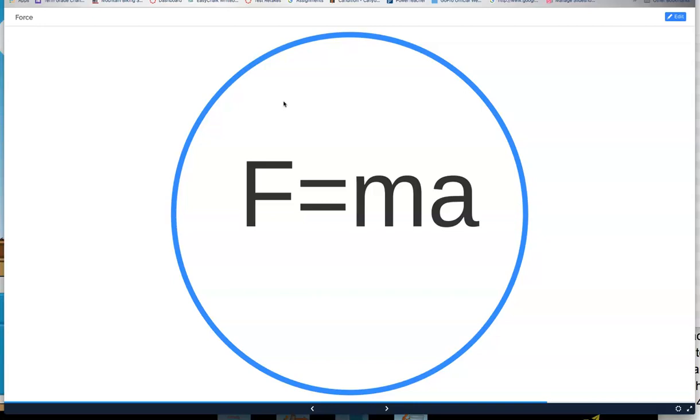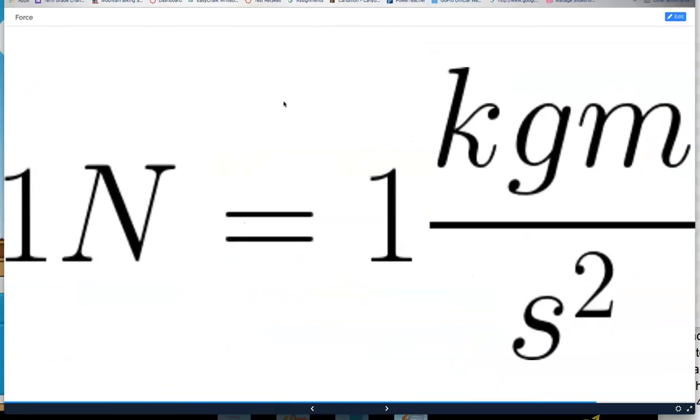Now we need to talk about units for a minute here. If we have a mass in kilograms and an acceleration in meters per second squared, that means 1 kilogram meter per second squared is our force. Now we get tired of writing all this kilogram meter per second squared out, so we just call it a Newton. 1 Newton is 1 kilogram meter per second squared.